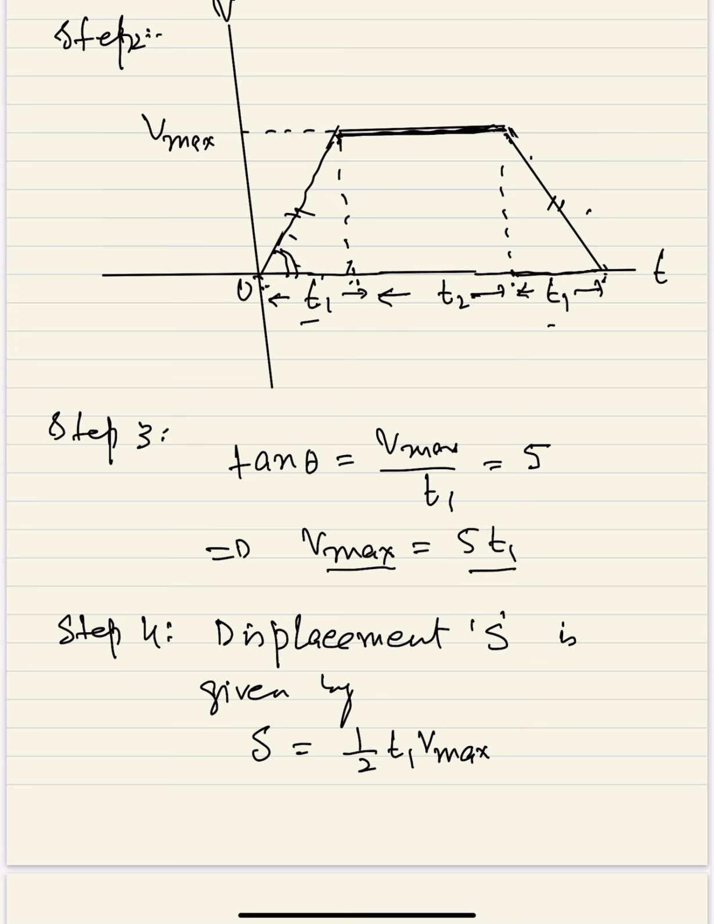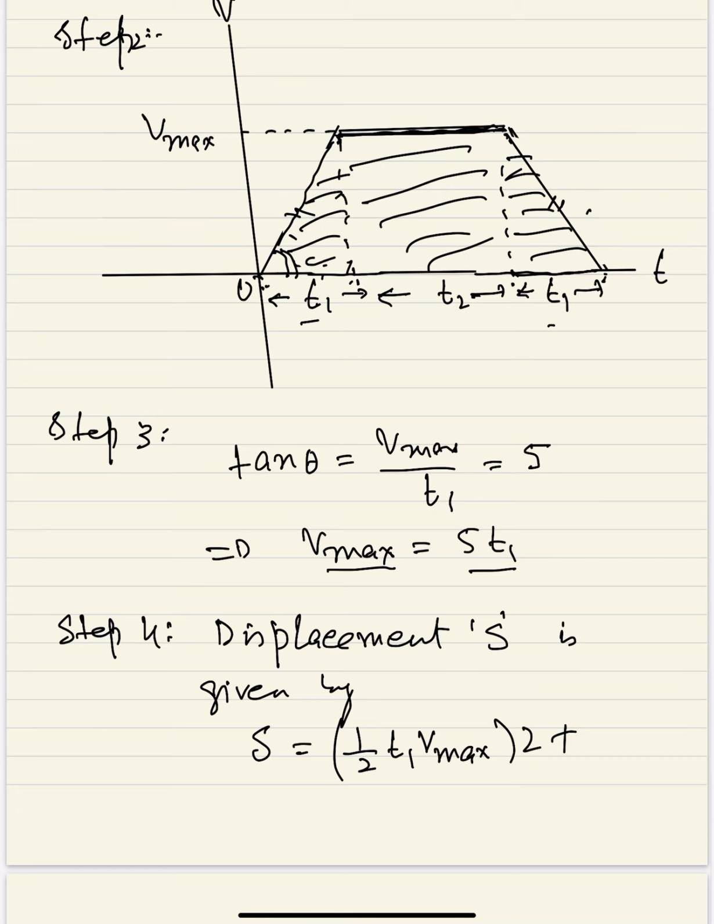Displacement is given by the area of this graph. So what is the area of this graph? Total area, that's the displacement. That is 1 by 2 T1 V max, the area of this triangle, times 2, plus the area of this rectangle, that is V max into T2. So S is equal to T1 V max plus T2 V max.